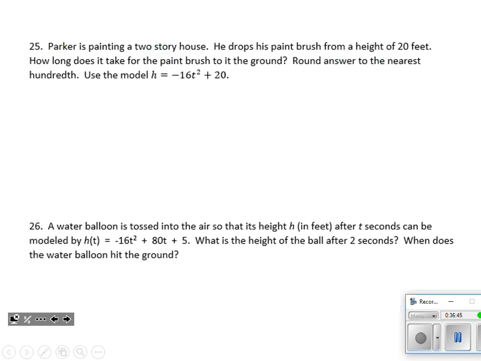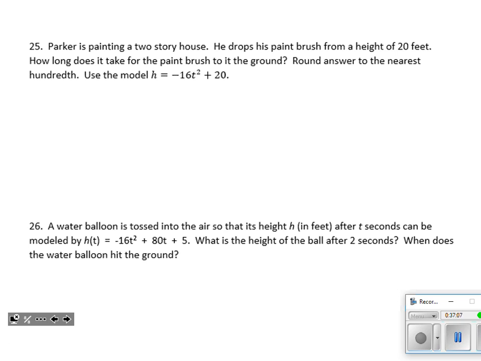All right, and we come into the final questions on this review. A couple of word problems involving situations that are modeled by quadratic functions. Parker is painting a 2-story house. He drops his paintbrush from a height of 20 feet. How long does it take for the paintbrush to hit the ground? Round your answer to the nearest 100th place.